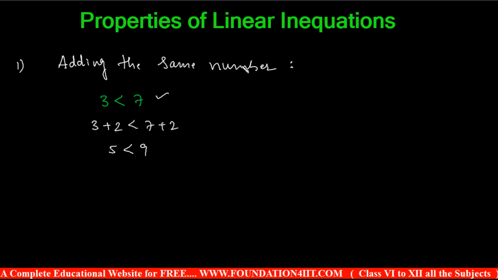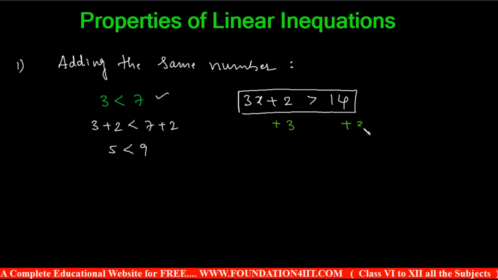This is a normal example. If we take a linear inequation like 3x plus 2 is greater than 14, by adding the same number on both sides, the greater than symbol stays greater than, there is no change. If I add +3 on both sides, then 3x plus 5 is greater than 17. This also satisfies the same. So by adding the same number on both sides, the linear inequation does not change.